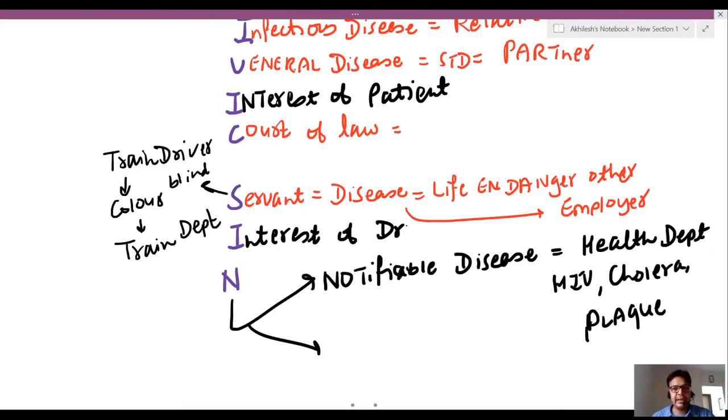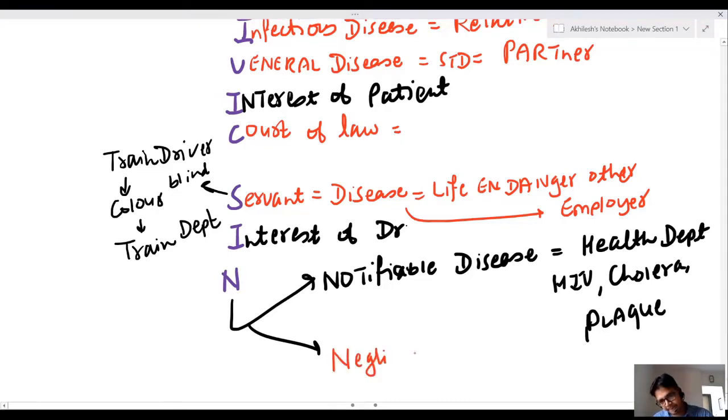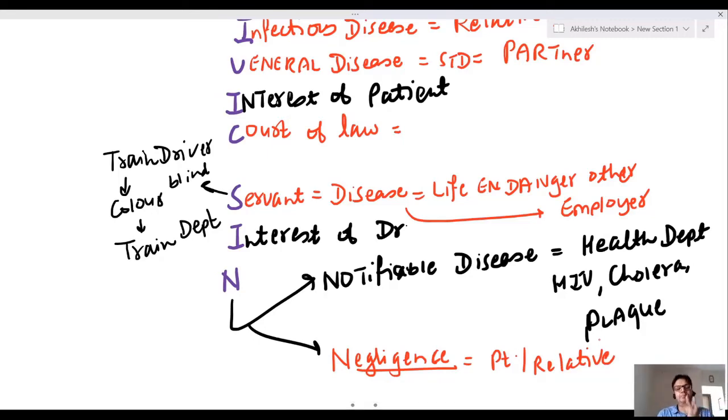And N for negligence cases, my dear friend. Any negligence case should be informed to the patient or relative. Any damage to the patient because of negligence should be informed to the patient or relative.